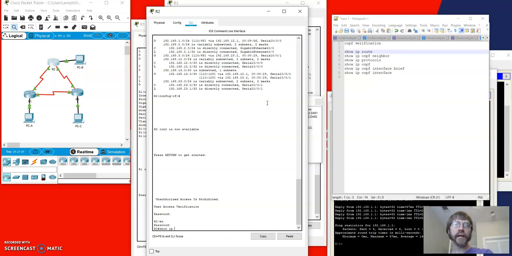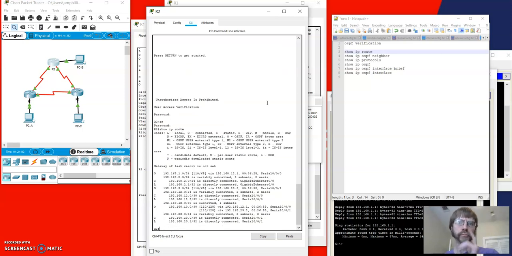So show IP route. Now, the IP routing table output doesn't tell you much if you don't have some reasonable expectation of what you should see. The reason I was able to look at the routing table before and realize that it wasn't quite right was, of course, that I looked at my neighbor adjacencies. I knew that I should have had full adjacency across all links.